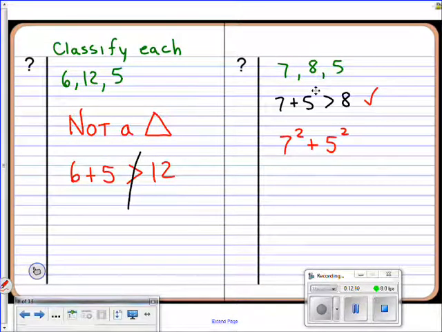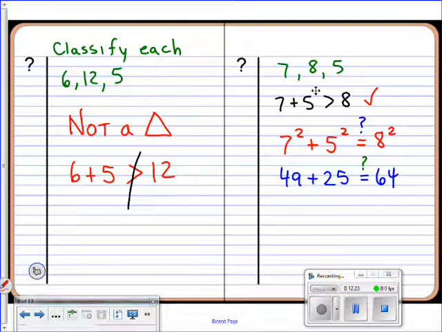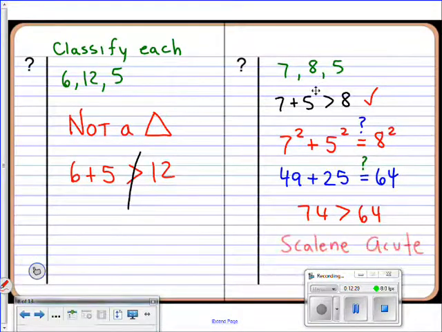We got 7 squared plus 5 is equal to 82. Now, since there's no variable here, I'm not solving for anything. I'm checking to see, is the left side equal to the right side? So it's really a question mark. So start simplifying, and I get 74 is greater than 64. That tells me the thing I think is the hypotenuse on the right side is too small.